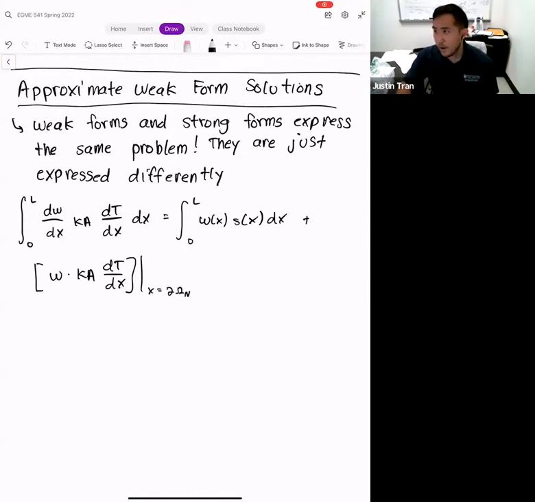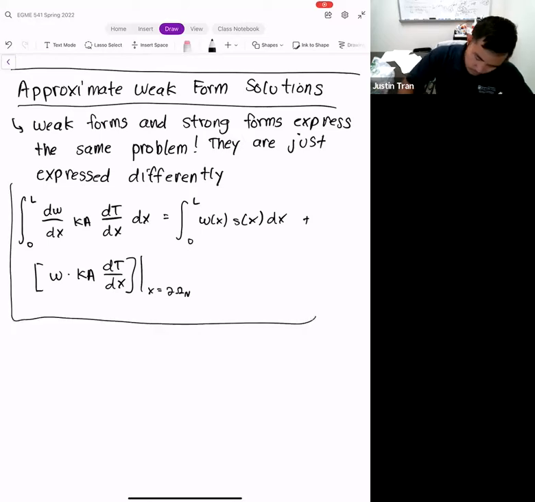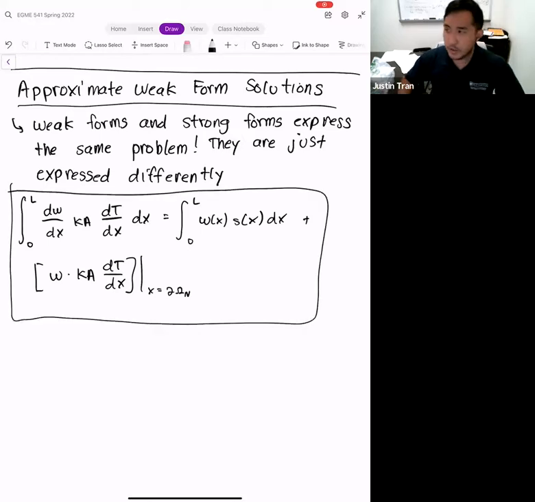And so remember, the way that we obtained this weak form was that we took our strong form equation, which in this case was our heat conduction equation. We multiply it by our weighting function. We integrated it over the domain, and then we perform integration by parts to balance the derivative term, okay? All right. And so this is the weak form.